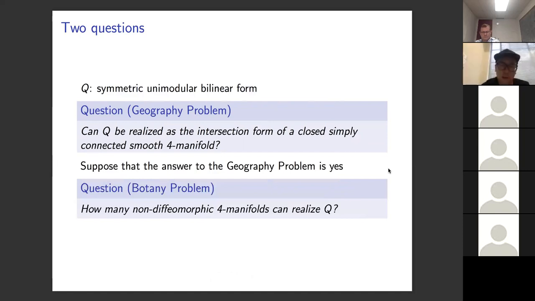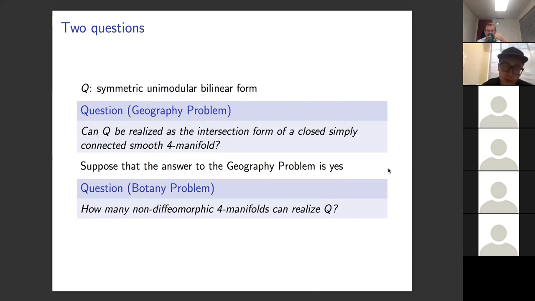The reason for these two names in four-dimensional topology is the following. If you think of a four-dimensional topological manifold as a field, then whether it has a smooth structure or not can be thought of as whether you can grow trees on this field. And if you can grow trees, then the further question is, can you actually have a rainforest out there? So that's the geography problem and the botany problem.